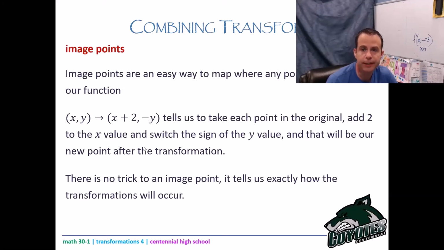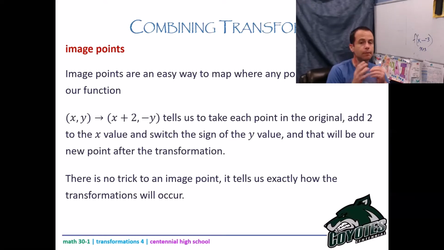Okay. All right, so image points. Image points are an easy way to map where any point will end up on our function. So (x, y) maps to (x + 2, -y). That tells us that we're going to take every point in the original, add 2 to the x value, and we're going to switch the sign of the y value. Okay, and that will be our new point after the transformation. So there's no trick to this. When I see x plus 2, I know I'm heading to the right 2 units. When I see negative y, I know I'm flipping my y, so that's a vertical reflection.